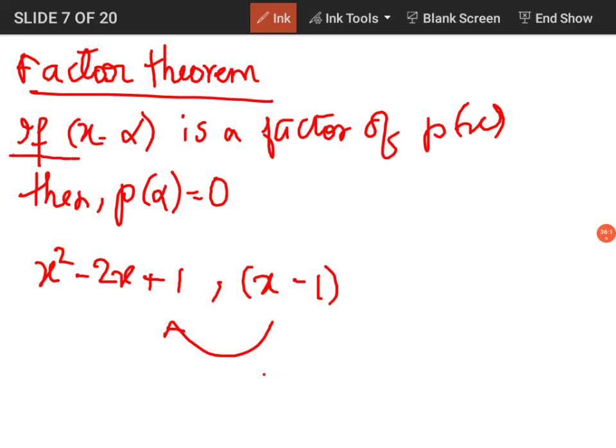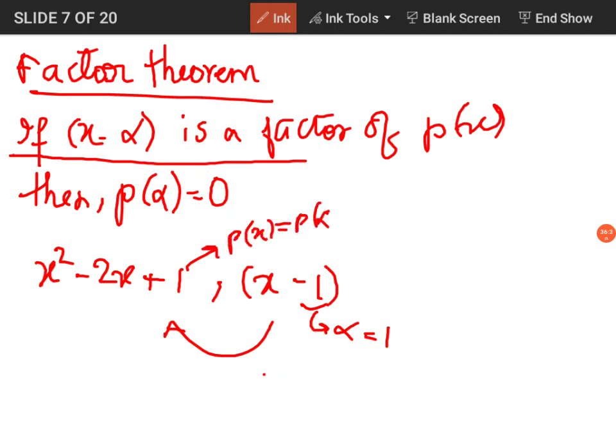See the statement: if x minus alpha is a factor of a polynomial p of x, then p of alpha is equal to 0. For us here alpha is 1, so replace x with alpha in p of x. This will be 1 square minus 2 plus 1, which is 0, so we can say that x minus 1 is a factor of this polynomial. Just replace alpha in the original polynomial, and if the outcome is 0, then it is a factor.